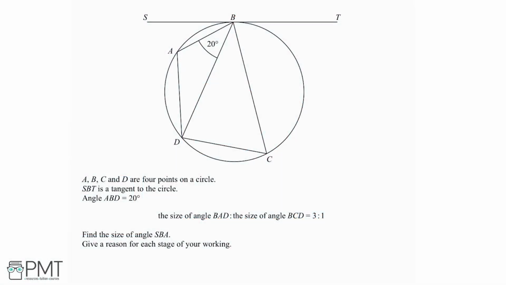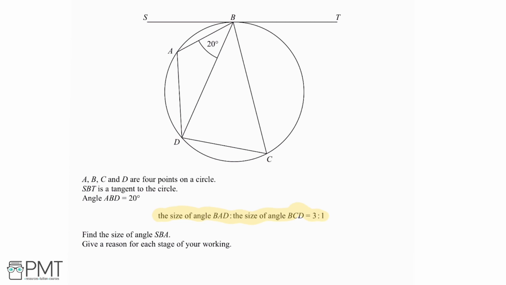A, B, C and D are 4 points on a circle. SBT is a straight line and it's a tangent to the circle. And angle ABD is 20 degrees. And we're told that the size of angle BAD and the size of angle BCD are in the ratio 3:1. We need to find the angle SBA, giving a reason for each stage of our working.